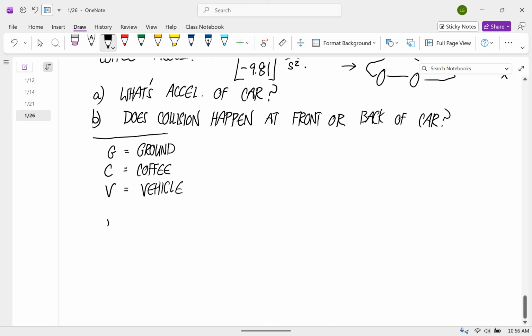And I'm going to do it as the acceleration of the object relative to the ground is equal to the acceleration of the object relative to the vehicle plus the acceleration of the vehicle relative to the ground.